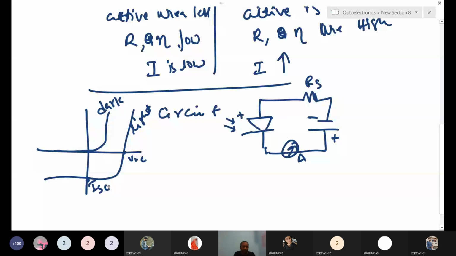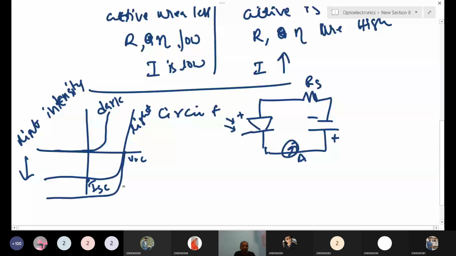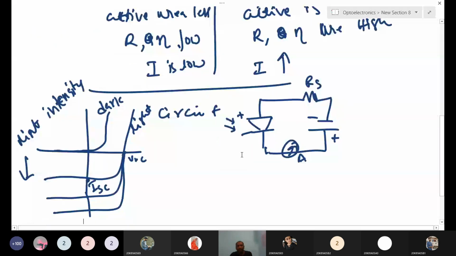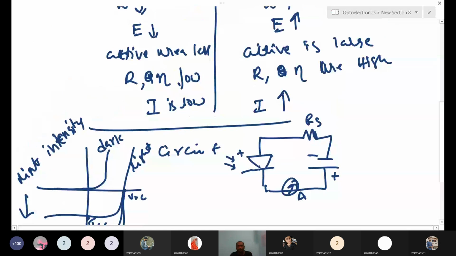If you increase the light intensity, the current will also increase. That is the same thing: same circuit diagram, same IV characteristics, same equation. That current equation we wrote yesterday. But compared to the PN photodiode, here the current is high, the responsivity is high, and the active area is high.